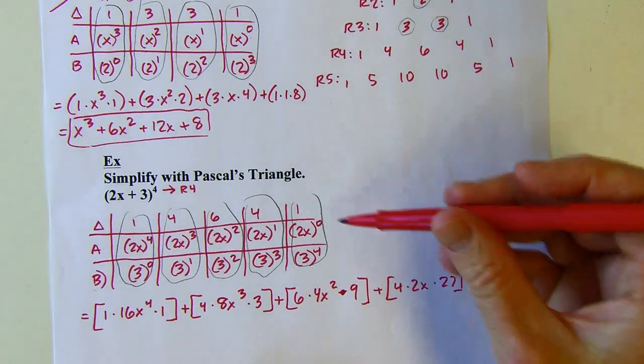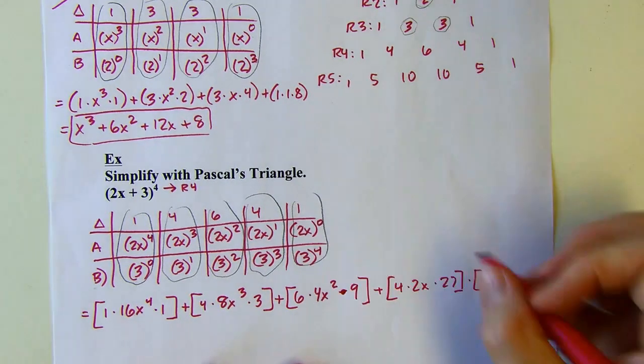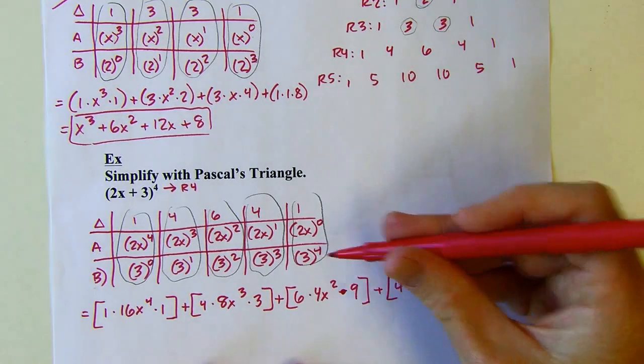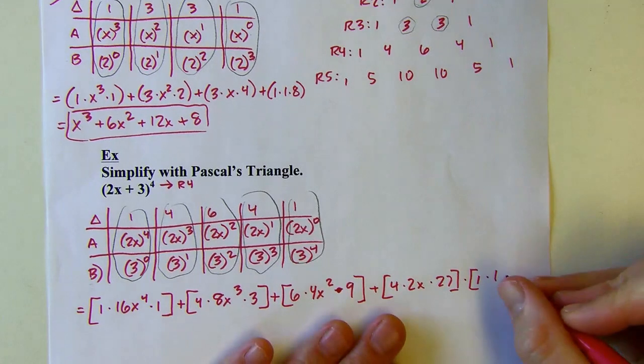And then we've got 1. The quantity 2x to the 0th is 1. 3 to the 4th, that would be 9 times 9, right? 3 times 3 times 3 times 3. So 81.